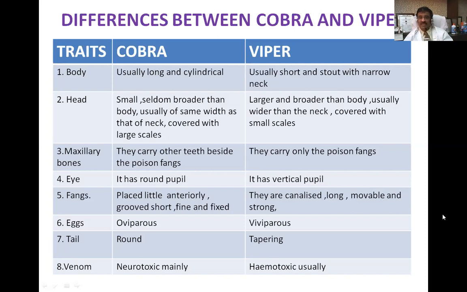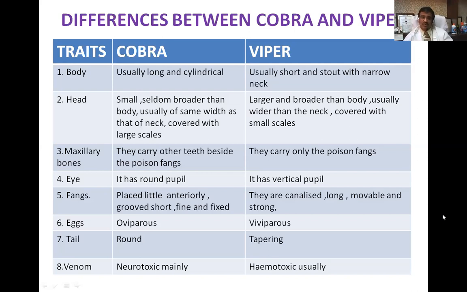The fangs of the cobra are usually short and fine. They have a groove and they are fixed, they don't move, whereas the fangs of the viper are movable, strong and canalized. So the canal and groove are for the purpose of excreting the venom.